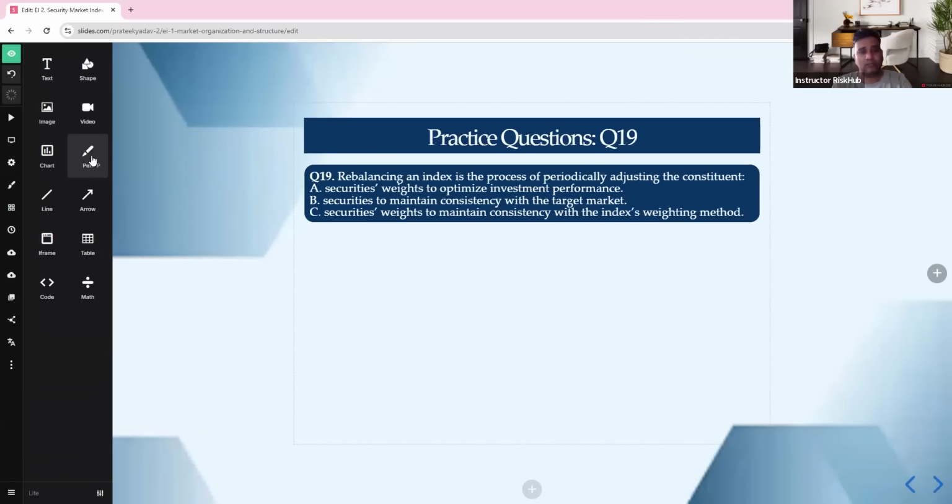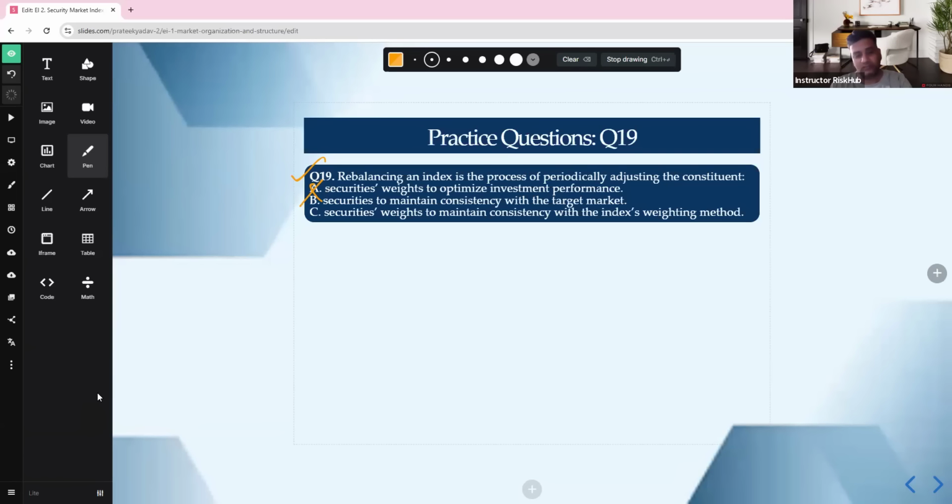Then we get into question number 9, right? Rebalancing an index is the process of periodically adjusting the constituents, right? Which of the options is correct? Securities ways to optimize investment performance. No, there is no investment performance. Index providers are not trying to actively maximize return here. They're trying to maintain the design of the index, right? Securities to maintain consistency with the target market.